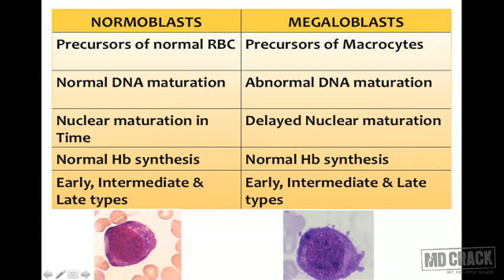Here also we have early, intermediate and late normoblast, and for megaloblast also we have three types: early, intermediate and late megaloblasts. This is a point you need to remember. There is delayed nuclear maturation, whereas hemoglobin synthesis is not affected because it is not due to iron deficiency. It is due to the deficiency of the raw materials required for DNA maturation, that is vitamin B12 as well as folic acid.